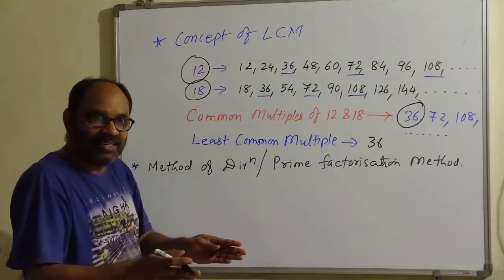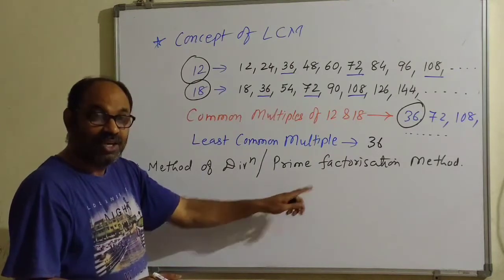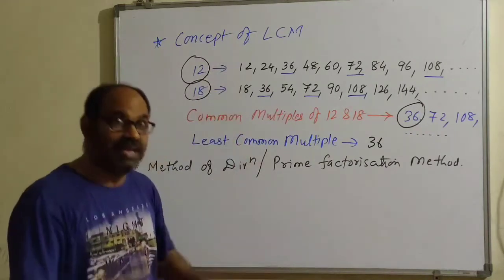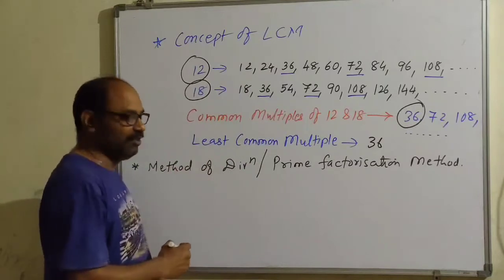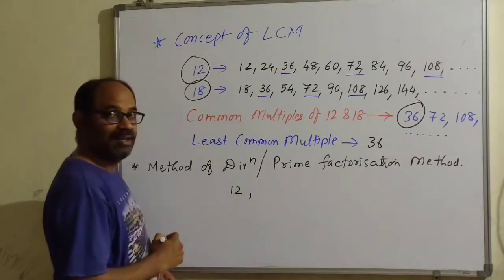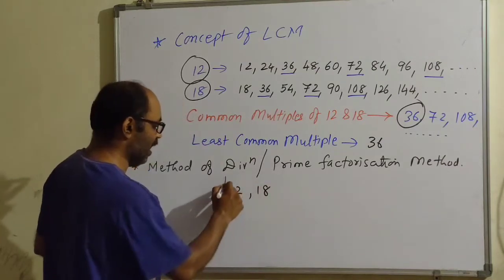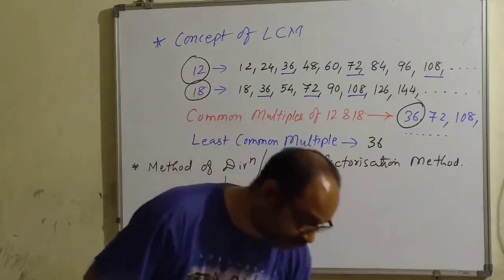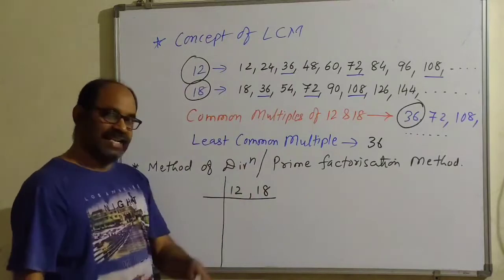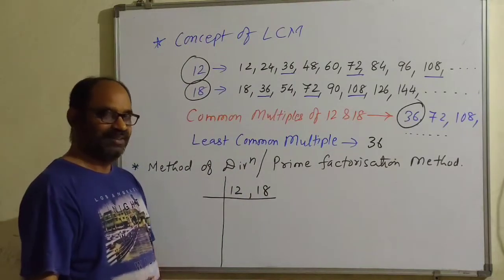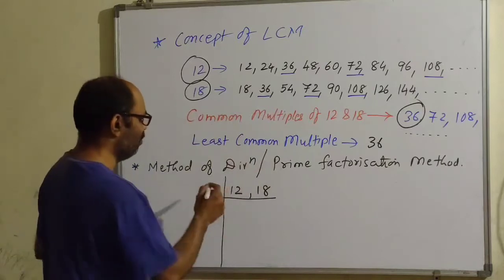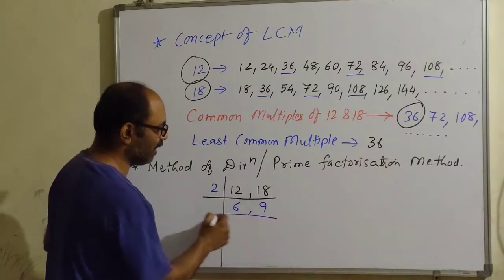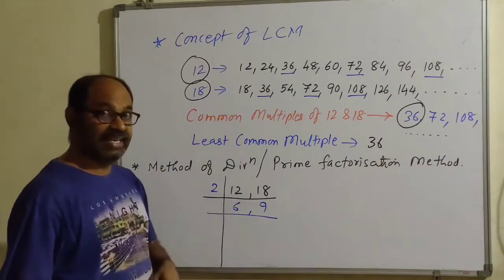Do we have to find their prime factors separately? The method is prime factorization. No. We will find the prime factors of 12 and 18 simultaneously, at the same time. So what we'll do? We'll write 12, comma, the next number 18 and draw these two lines. We'll go for factorization of both together. Is there any number which is exactly divisible by 2? Yes, both are divisible by 2. Put 2. Both are divisible. 2 sixes are 12. 2 nines are 18. Correct. Now the numbers are 6 and 9.